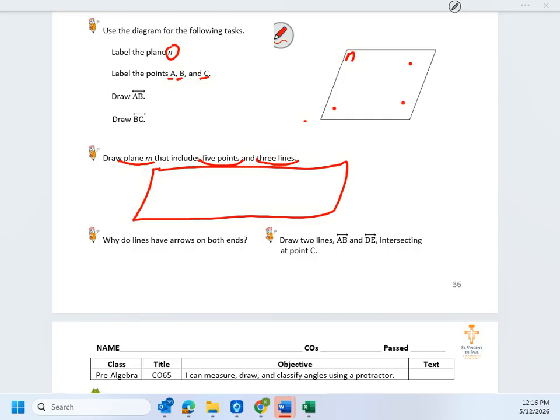Then, why do lines have arrows on both sides? You should know the answer to that one. And draw 2 lines, line AB and line DE, and make them intersect at point C. I want you to think about what that would look like. See if you can draw that out.